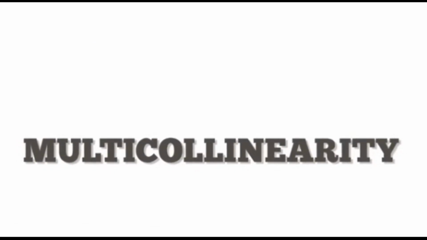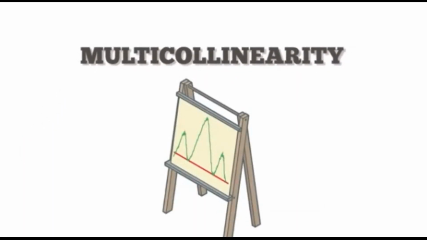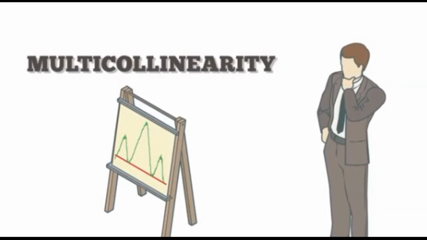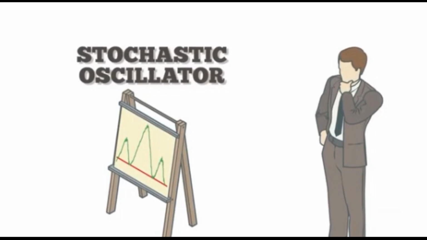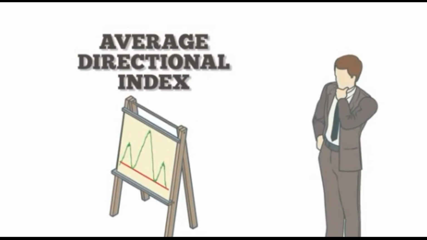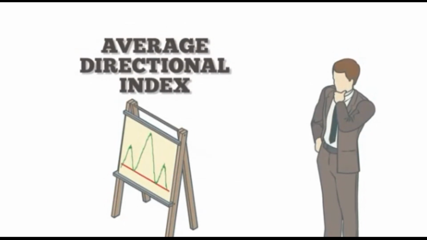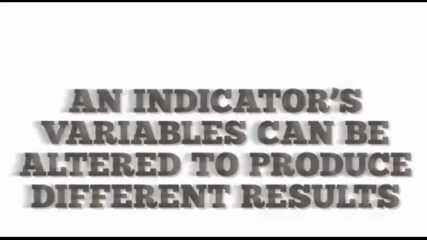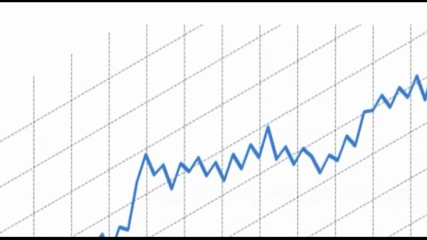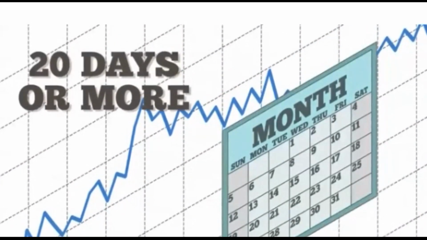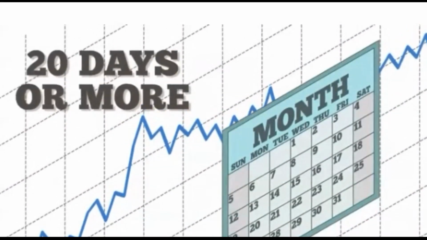Multicollinearity is a common problem that occurs when the same indicators are applied to one chart, creating misleading signals. Traders can avoid it by applying different types of indicators to a chart, like a stochastic oscillator to indicate momentum or an average directional index to indicate trend. Each indicator provides a different interpretation. An indicator's variables can be altered to produce different results. For example, a simple moving average's result can change drastically when it's adjusted to account for an additional 20 days or more. Optimizing an indicator is an important part of developing an objective strategy for entering and exiting a market.